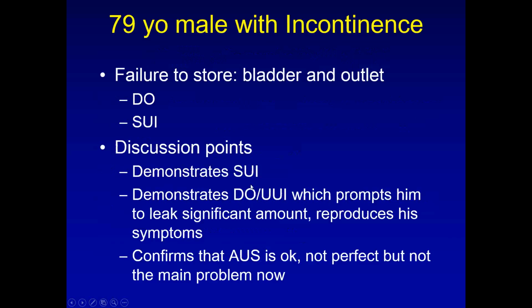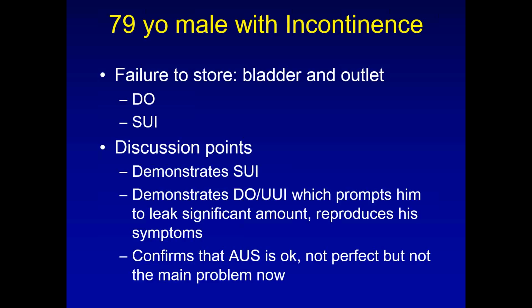So he has stress incontinence, but the detrusor overactivity is the most important part because it reproduced this leakage, the symptoms that's bothering him the most. Sphincter's not perfect, but it's still working the way it was, and he needs treatment aimed at his overactivity. Now, he failed meds, and what I would do is I would aim my treatment gun at his OAB component.